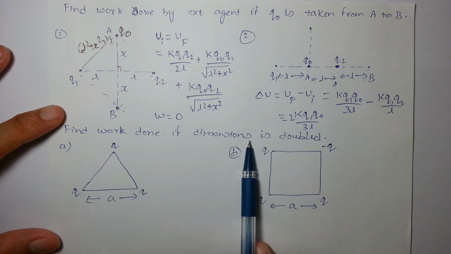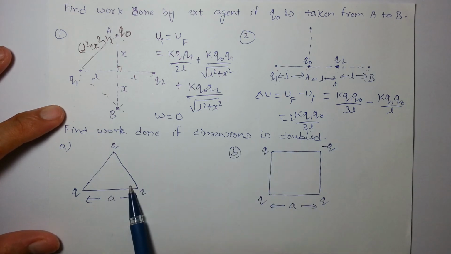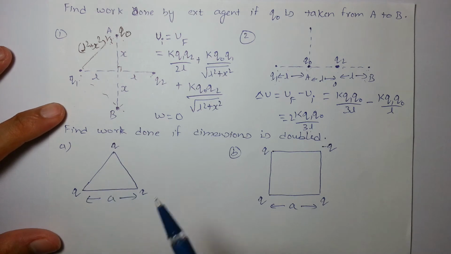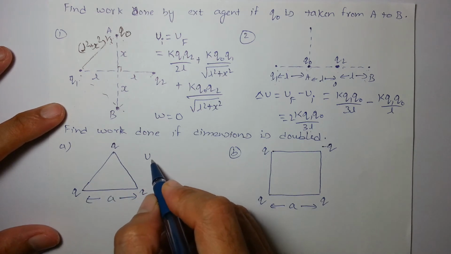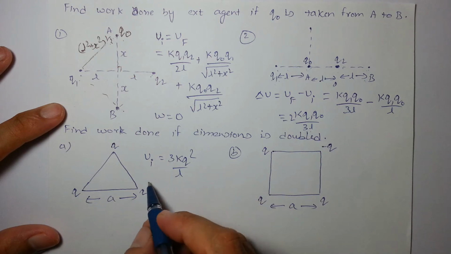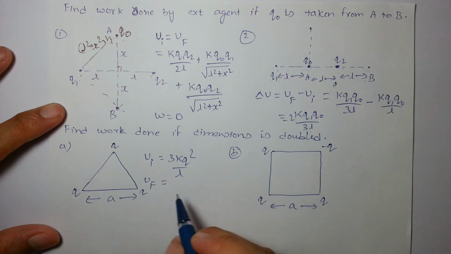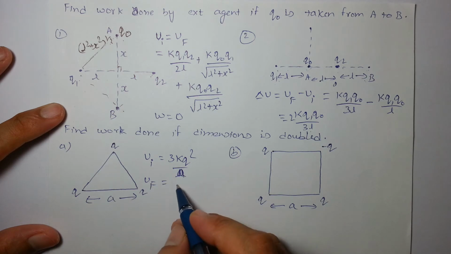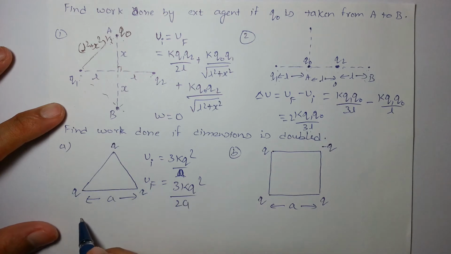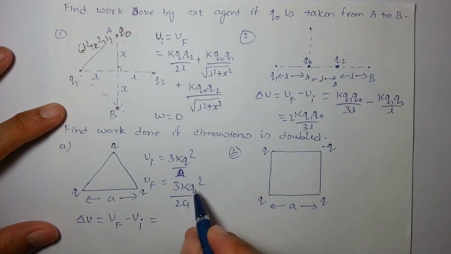What is the work done in the next question? What is the work done if the dimension is doubled? If the dimension of this is doubled, again we can say the initial potential energy will be 3 kq square by L. The final potential energy, when L is replaced by 2A, will be 3 kq square by 2A, and the change delta U, final minus initial, will obviously be minus 3 by 2 kq square by A.